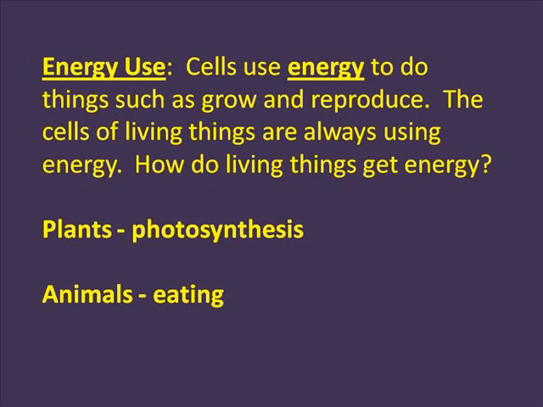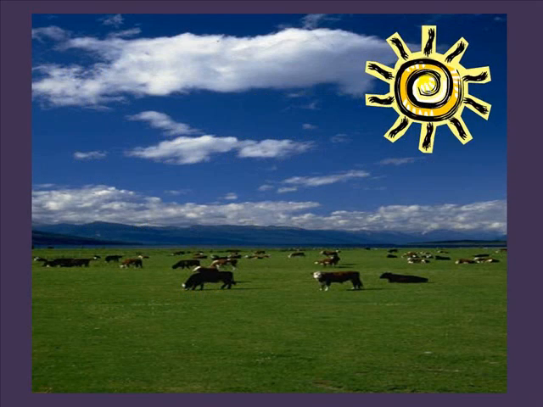But when we talk about plants and animals, the two largest groups that we have, plants are going to get their energy through photosynthesis, and we'll be talking more about that on the next note taker 6. Animals, we get our energy from eating. Now, does anybody know where all the energy comes from? If you guessed the sun, you are correct. The sun is where all of the energy on the earth comes from, and we get it in different ways.